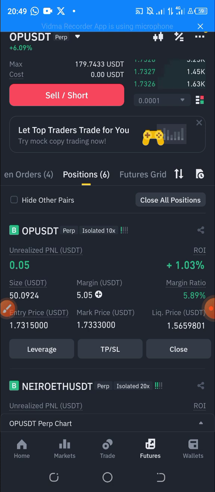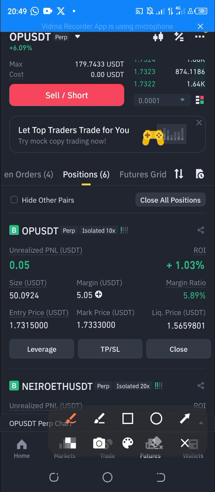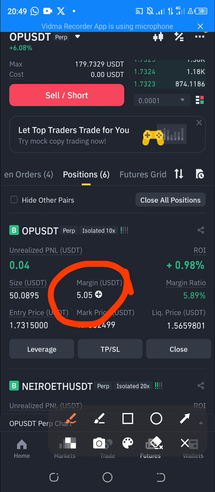I enter with what? Margin is just, I'm spending just $5 and it's giving me $50 of trade. So once this thing is increased by 5%, that means I'll be having 50% profit. So it is a crazy way of making money, and it also has its own risk also.